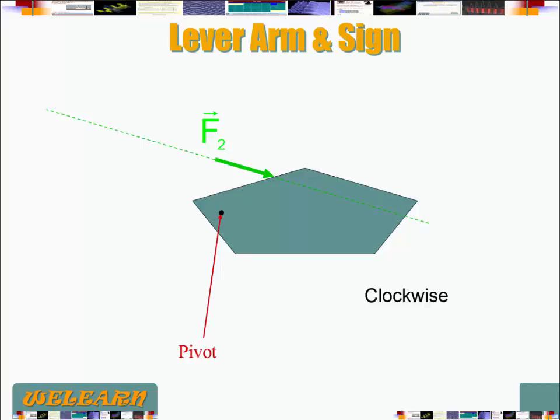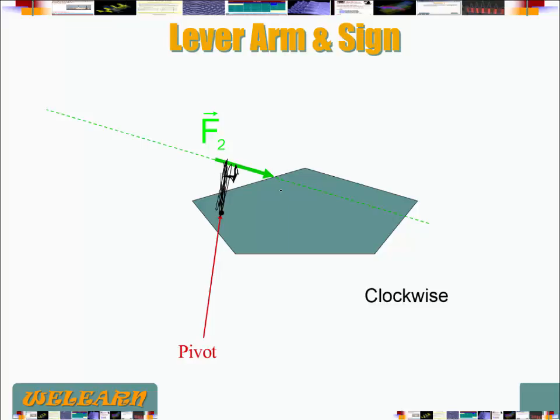Let's look at F2 instead. The line of action of F2 is here. This is the pivot. So the lever arm, or the moment arm, is going to be the perpendicular. It's going to be this. This is our lever arm, what I drew in black here. That distance is my lever arm.